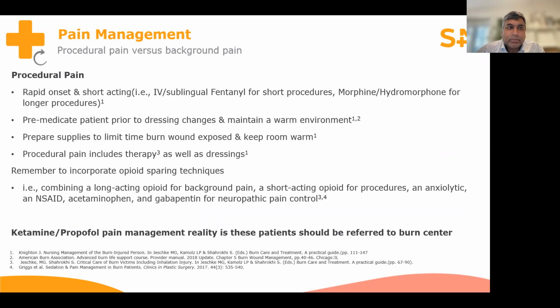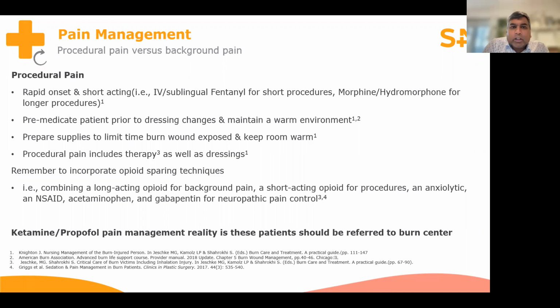Excellent. Also, during the procedure, from a nursing perspective, it's always really important to prepare the supplies first, to have everything ready to go. And why would that be, Dr. Logzetti? To make sure that you have everything ready and the room is kept warm?